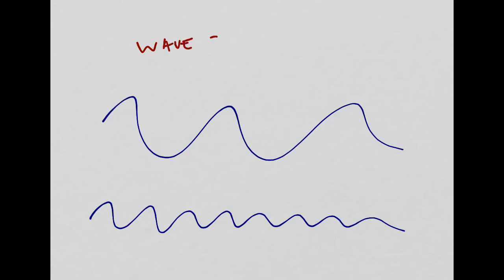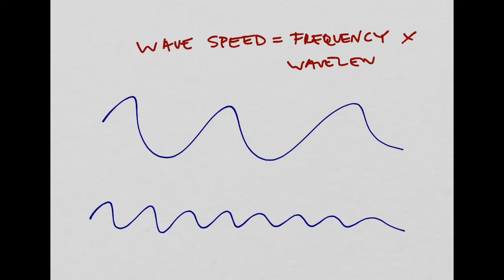Write that down here. Wave speed is equal to the frequency times the wavelength, or lambda.